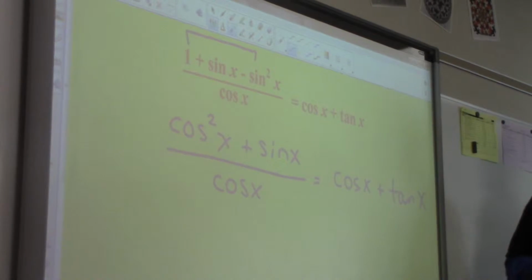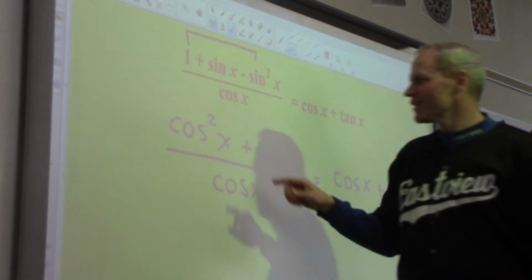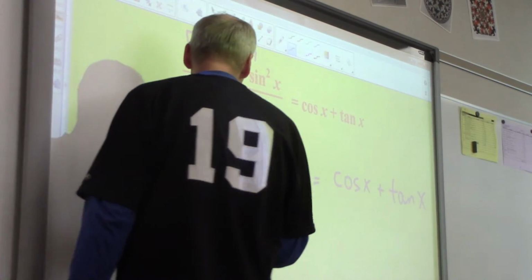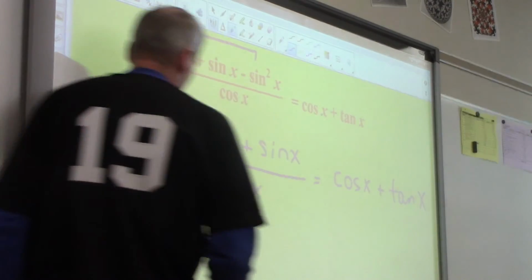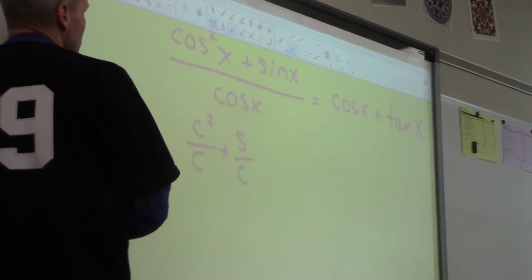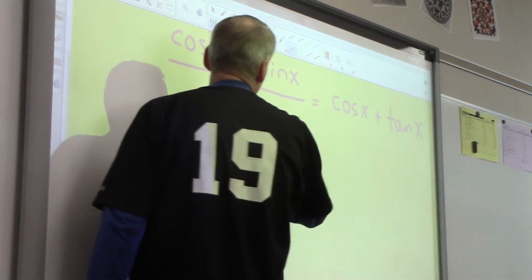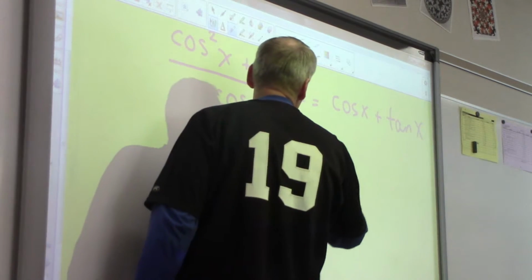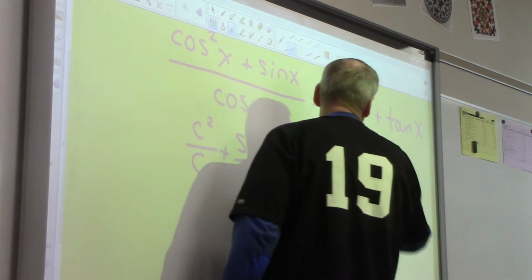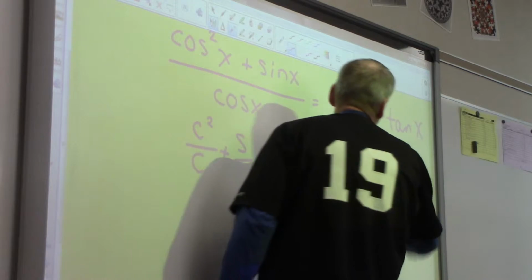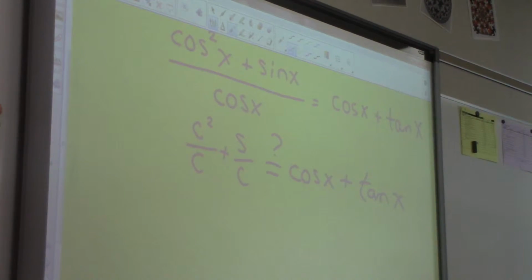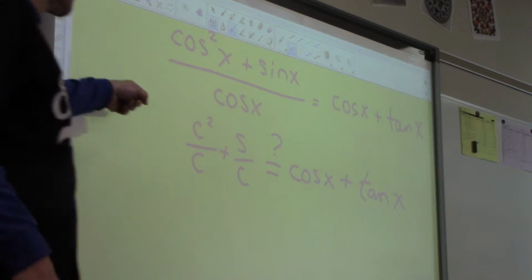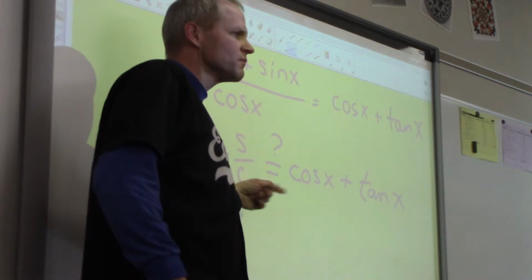Alright, if you bunny ear this thing, cosine squared over cosine plus sine over cosine. That's a great move. And we're trying to figure out whether or not that's equal to cosine plus tangent. This one's just Christopher Cross. Across the middle. Split it up. Are those equal? Yeah. Left side you can cancel a cosine and you can call sine over cosine tangent.